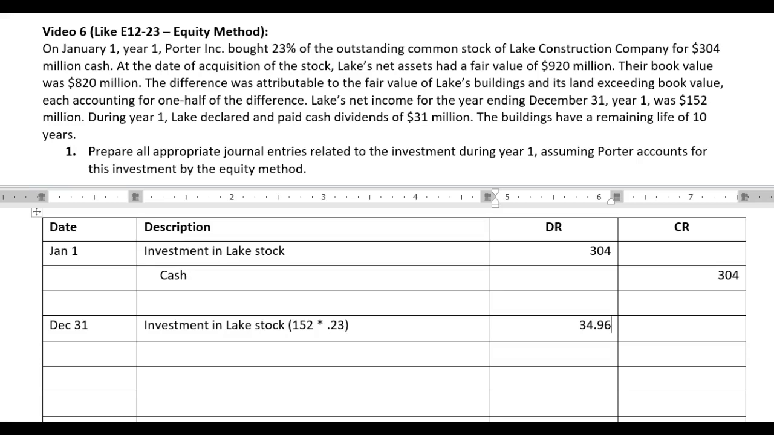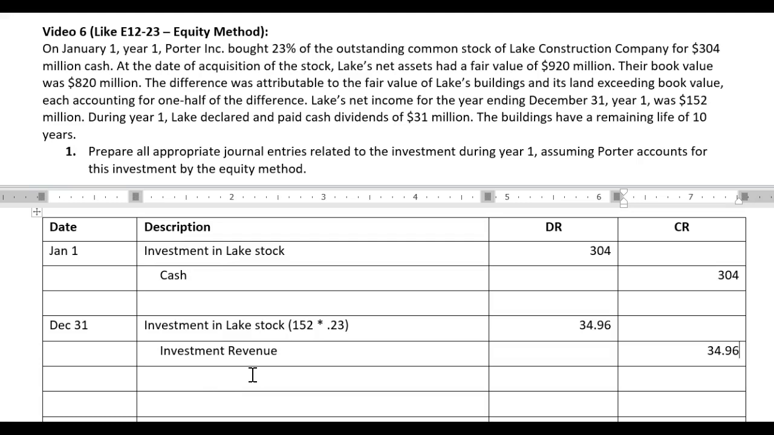Because we are using the equity method, we have significant influence in the company in which we bought stock. So as their income is reported, we will record whatever portion of that income is in theory ours. And then we're going to hit that to investment revenue, 34.96. And again, if they had a net loss, we would do the opposite. It would reduce our overall investment and we would show an investment loss there. But since they have income, we put it in and increase the value of our investment.